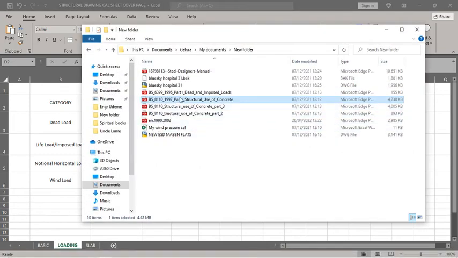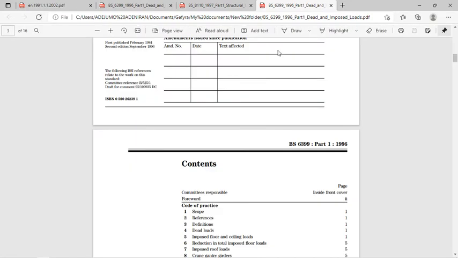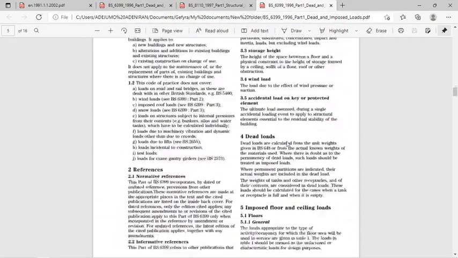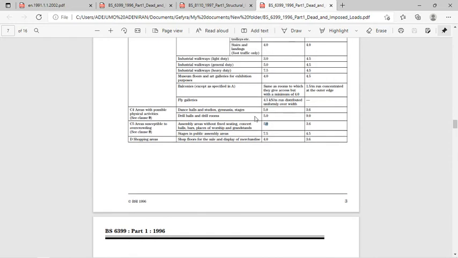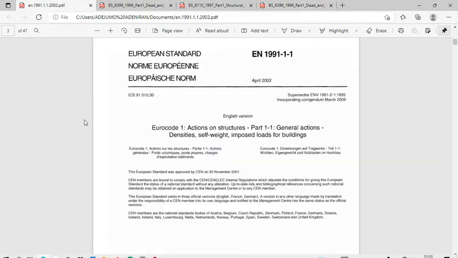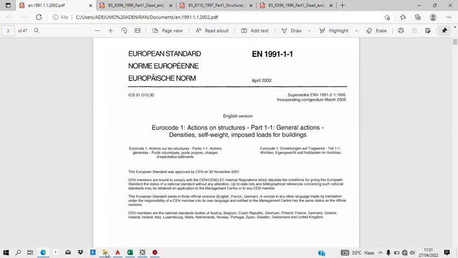It is the British code BS 6399. If you check, you see the category there: assembly area without fixed seating, concert or bars. So whatever it is, I've envisaged that they can use the place for. That's why I have 5 kilonewton. And same thing, if you were to use the BS EN, action on structure, this is the code. Then you have the annex of it, which is the BS.